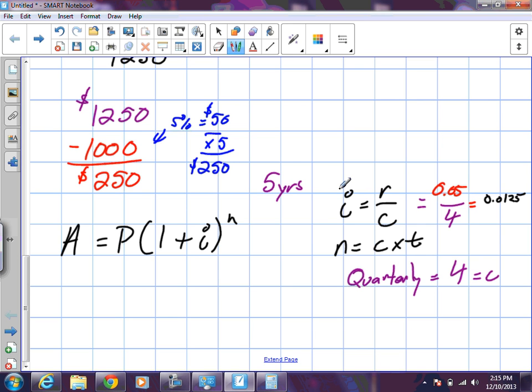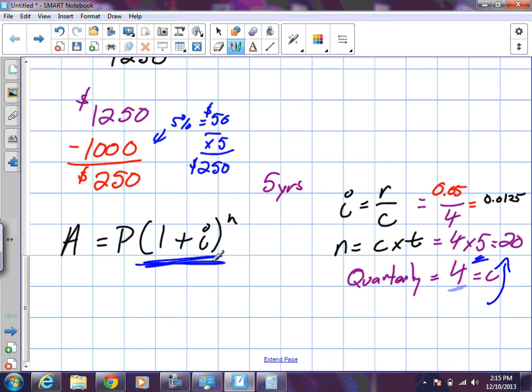N is the number of time that passes. So our C we know is 4. And how long are we investing for? 5 years. So how many times does this compound? 20 times, right? Because it's happening 4 times a year. Compounding 4 times a year for 5 years. That means we compound our interest 20 times over the life of this investment. That's what those numbers are saying.